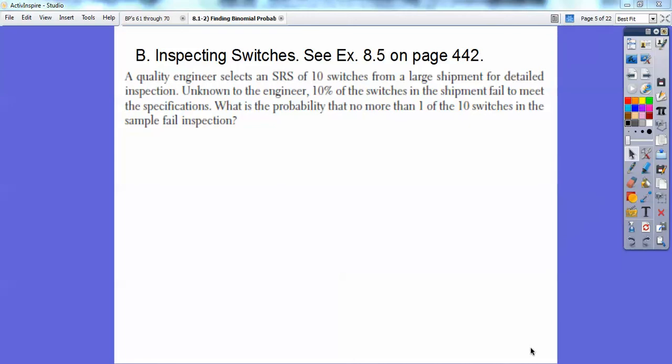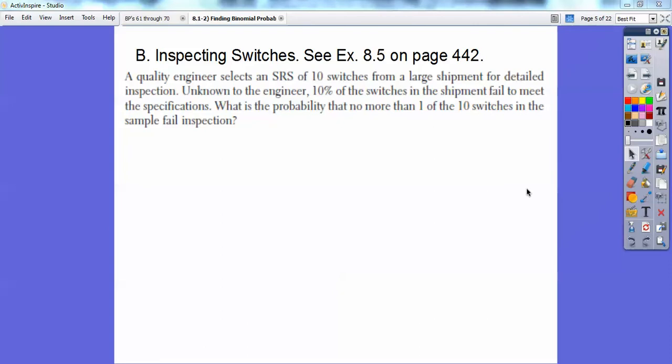Okay, guys, this is a free response type of question on binomial distributions. I have three examples, and this should go fast. A quality engineer selects a simple random sample, SRS, of 10 switches from a large shipment for detailed inspection. Unknown to the engineer, 10% of the switches in the shipment fail to meet the specifications. What is the probability that no more than one of the switches in the sample fail inspection?